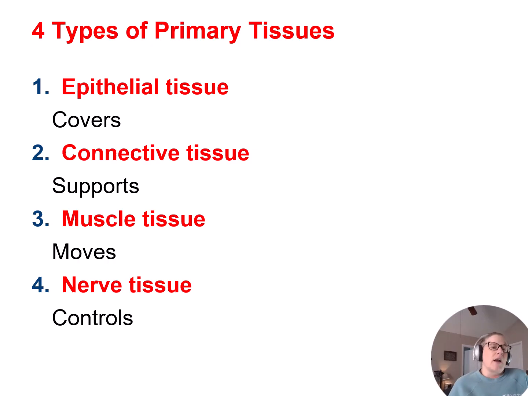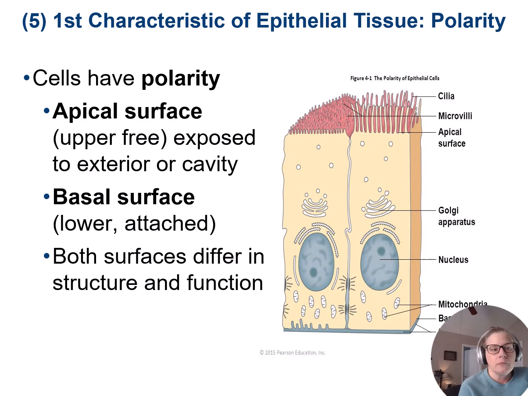If I had to describe the function of each of the primary tissue types with one word, I would say that epithelial tissues cover, connective tissues support, muscle tissues move, and nervous tissues control. Let's get into the characteristics of epithelial tissues. There are five basic characteristics that are only going to apply to epithelial tissues, not the other three tissue types.